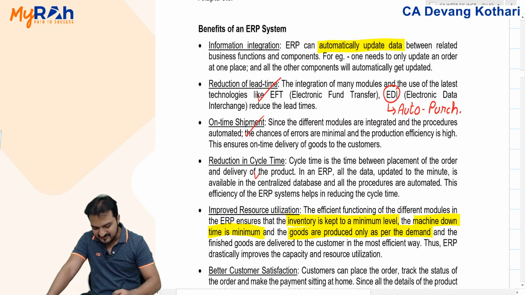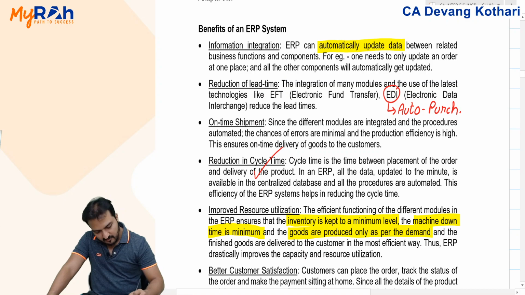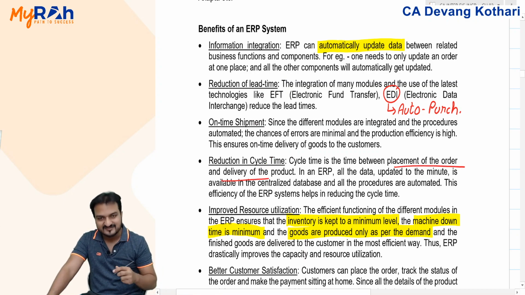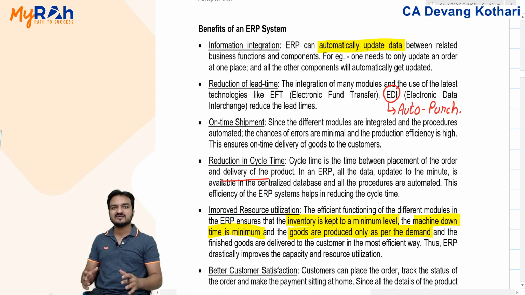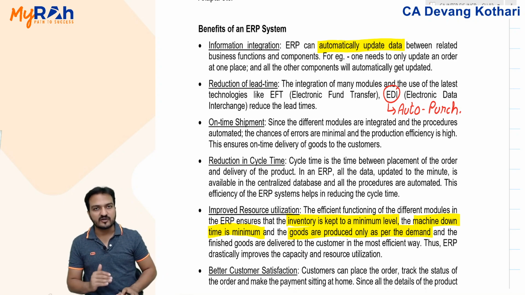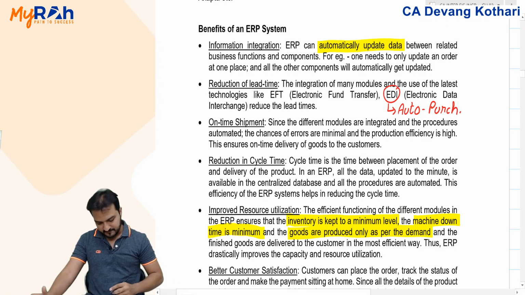On time shipping, yes. Reduction in cycle time. Cycle time is again the same. It is the time between placement of order until delivery of the product. That can also be decreased, because everything is handled by a software. So my software does not handle only accounting now. Now my software is handling all tasks of the business.